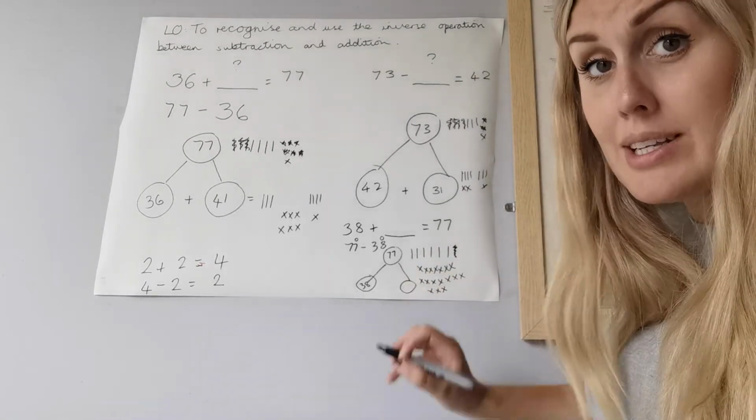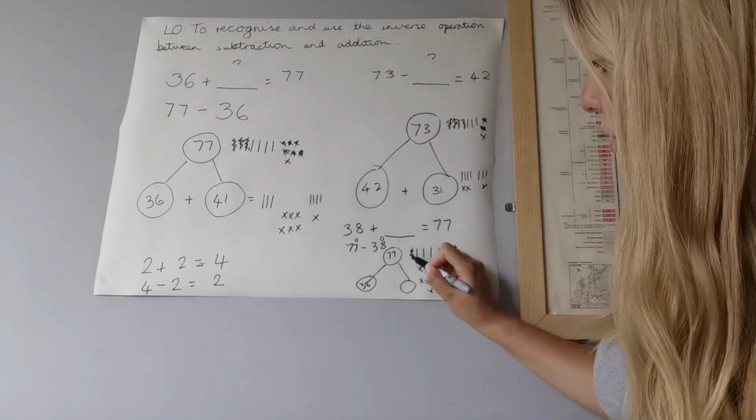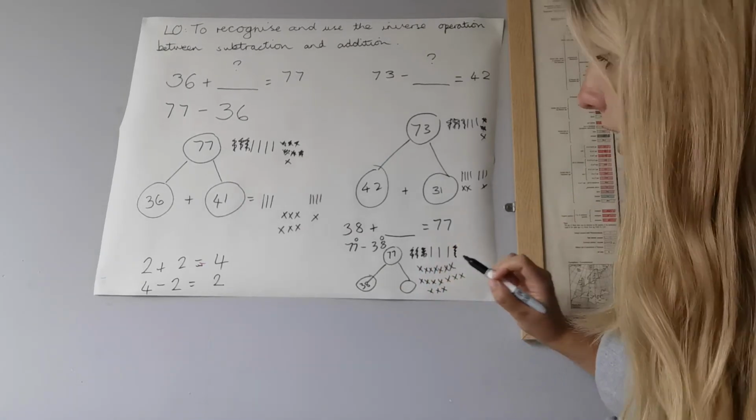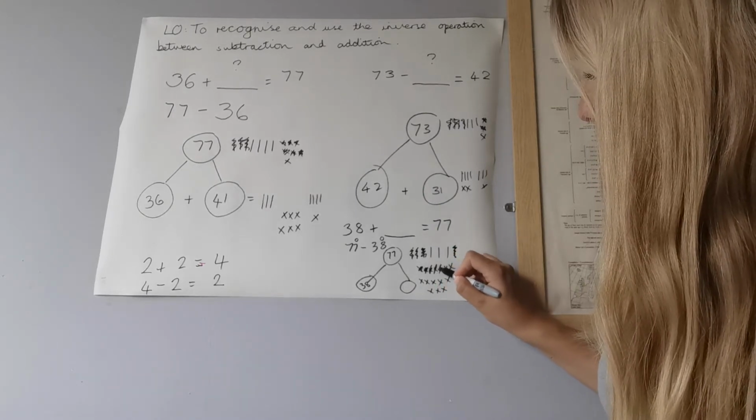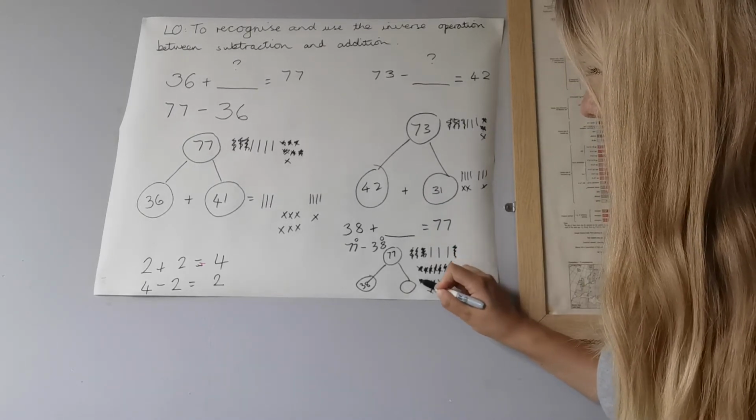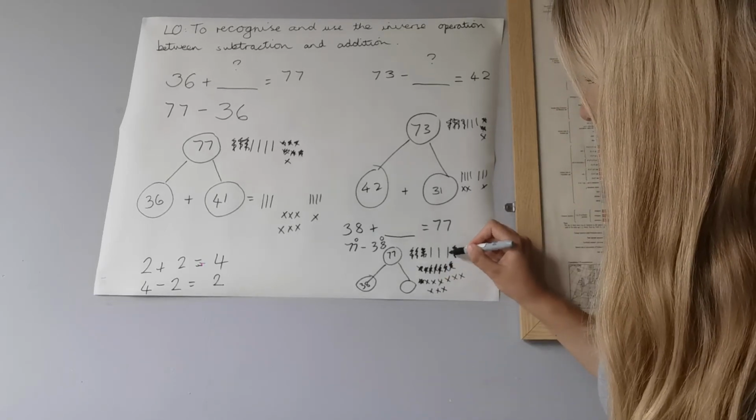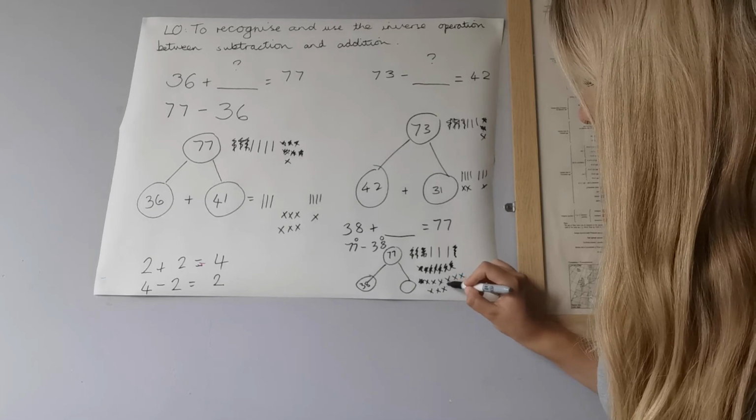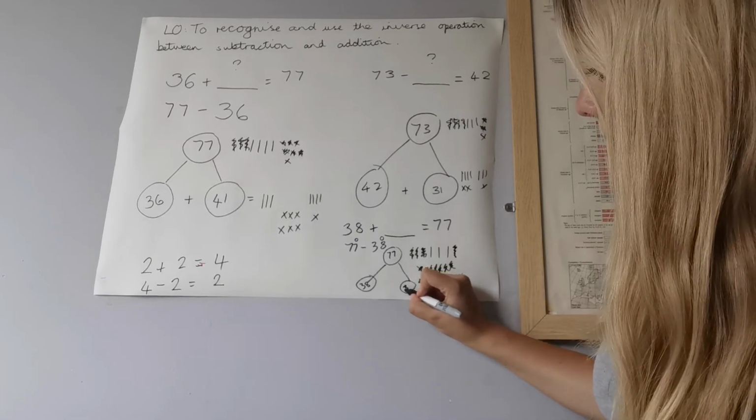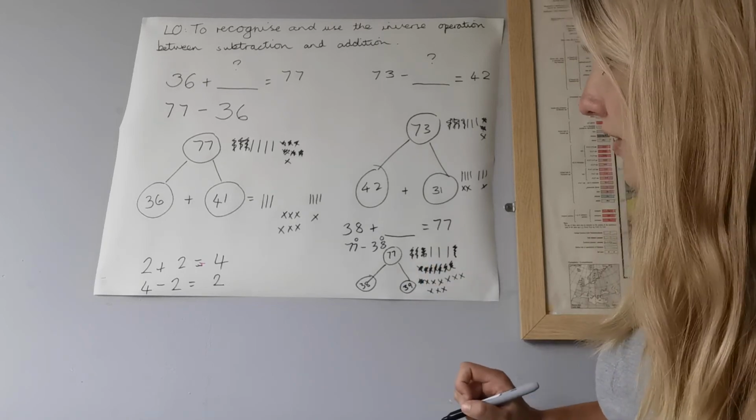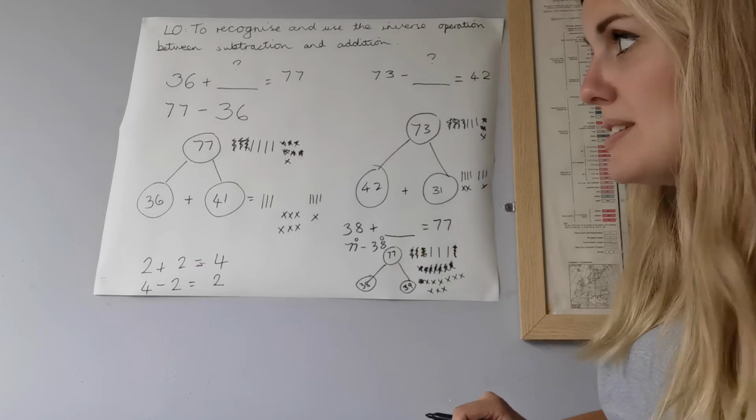So I'm going to now work it out as normal, like I've done with these. So 38, I can cross off 3 tens and I can cross off 8 ones. 1, 2, 3, 4, 5, 6, 7, 8. And I'm going to work out my answer by counting it. 10, 20, 30, 31, 32, 33, 34, 35, 36, 37, 38, 39. And you'll find that 38 add 39 makes 77.